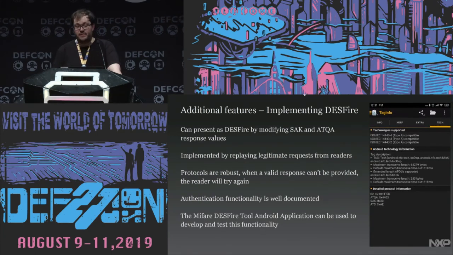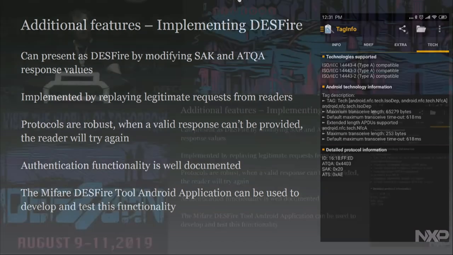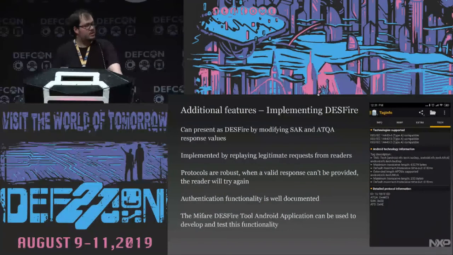I wanted to implement DESFire, which has been implemented on a few forked versions of Proxmark and Chameleon Mini, but not in the mainline versions as far as I know. Now, you can make the thing pretend to be one of these just by modifying the SAK and ATQA values that the tag would present and make sure the response values matched as needed. I basically wanted to replay any legitimate responses I get from a reader, so I took a DESFire tag, put it against my phone, and saw how it read, and sort of replicated that as I went along, as it basically just went through each section of this.